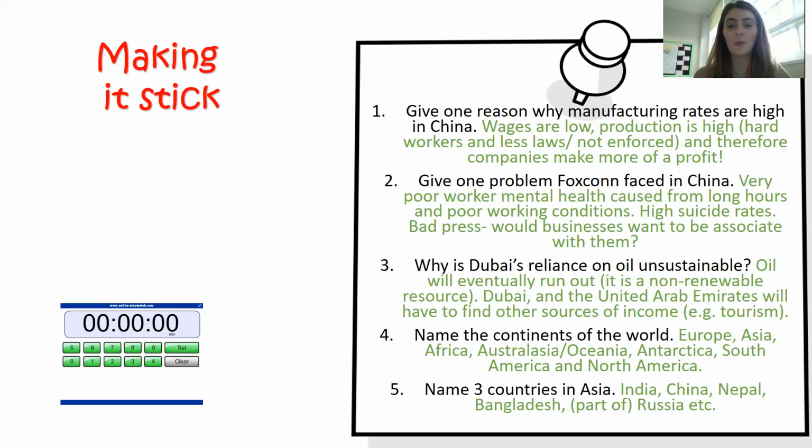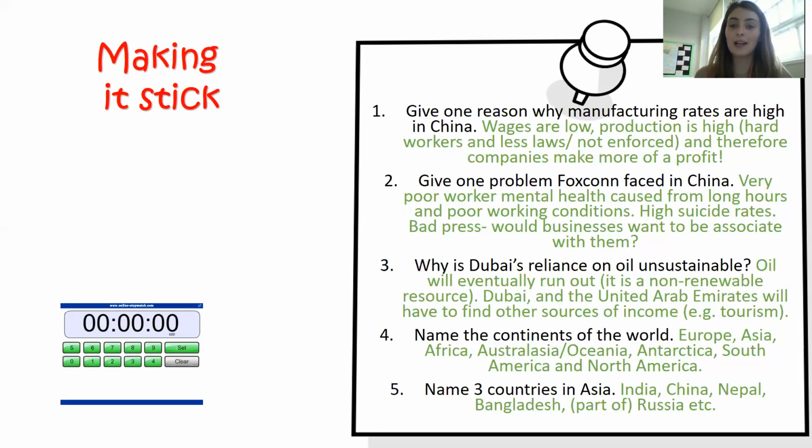Number 2 says give one problem Foxconn faced in China. There was very poor work and mental health, which was caused from long hours and poor working conditions. Because of this, there was really high suicide rates and it got really bad press globally.